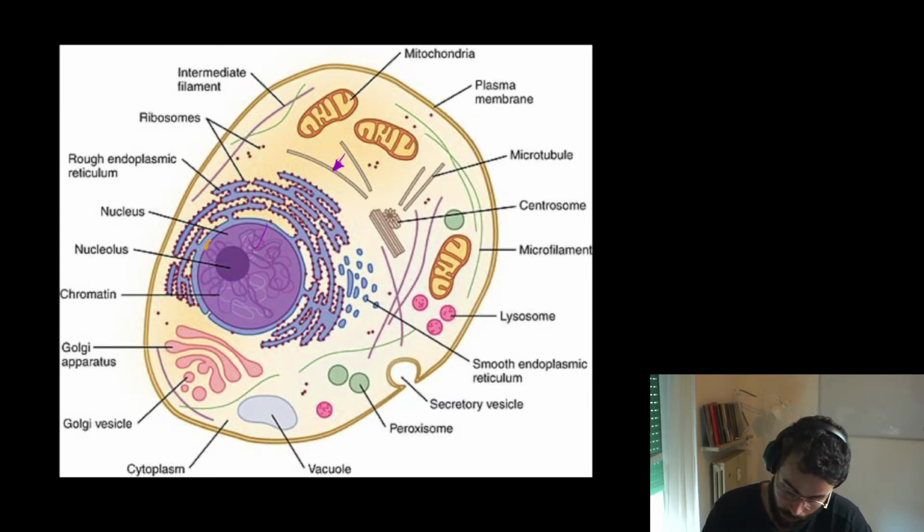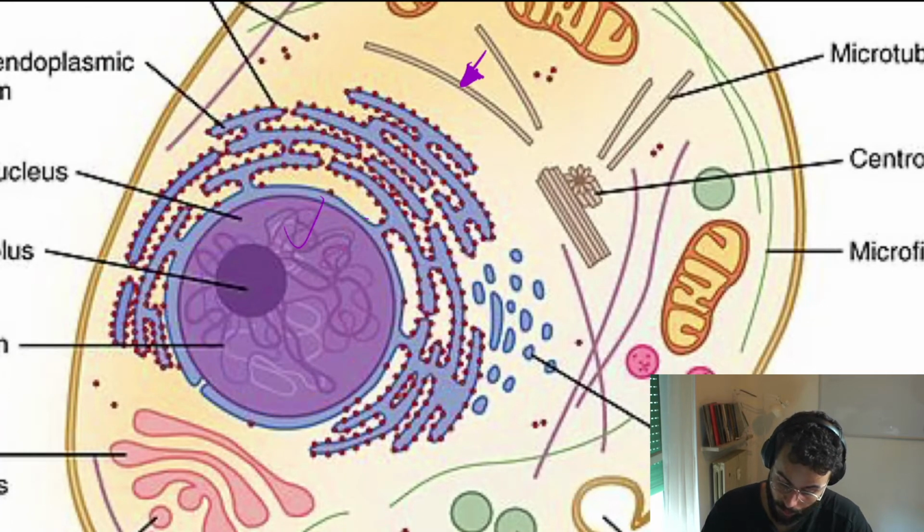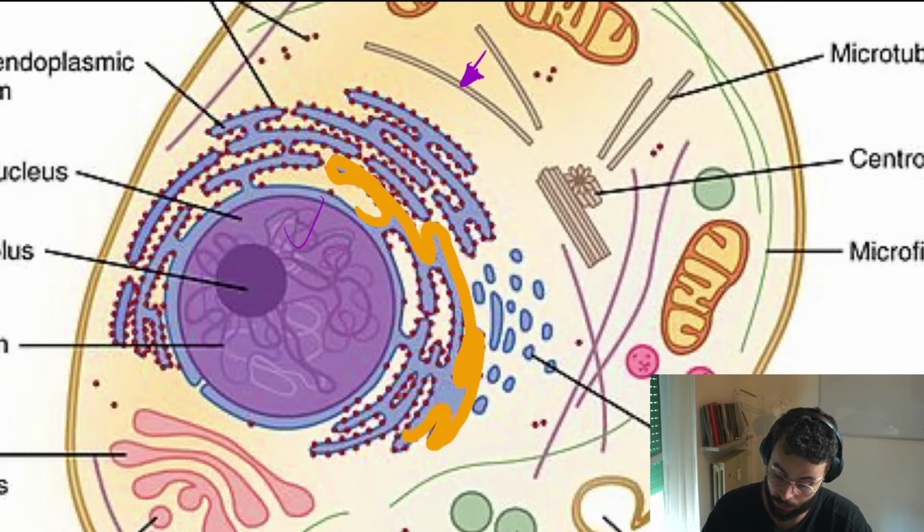We know the nucleus is composed of two lipid bilayers. So in total we have 4 layers. This one is 2 layers and this one is 2 layers. We know that the outer layer is an extension of the smooth endoplasmic and the rough endoplasmic reticulum.